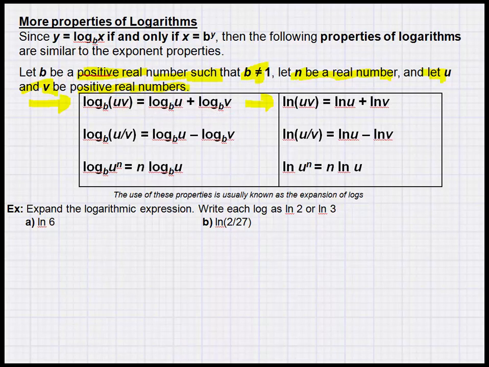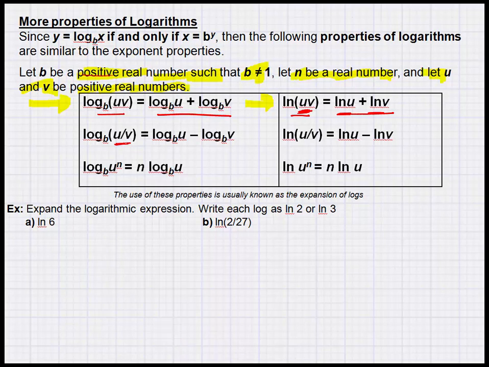So the log of a product is equal to the sum of logs. That works the same way with this log. This is natural log. A product inside the logarithm turns into the sum of logarithms. And it's natural log of u plus the natural log of v. Okay, let's go to the next one.